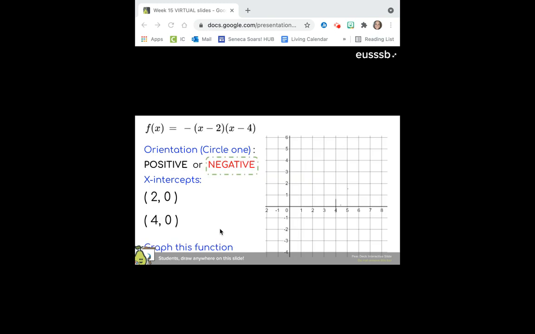All right, so remember those signs flip from the equation to where we would actually be located on the graph. So we're going to be at +2 and +4 on the x-axis, and the orientation there is negative. Draw what that should look like.